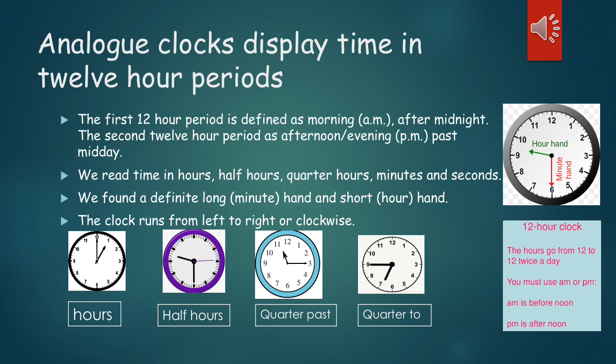The second 12-hour period is afternoon, evening, PM or past midday. We read time in hours, half hours, quarter hours, minutes and seconds. We find a definite long minute hand and a short hour hand. The clock runs from left to right, or clockwise. So hours, half hours, quarter past, quarter to.